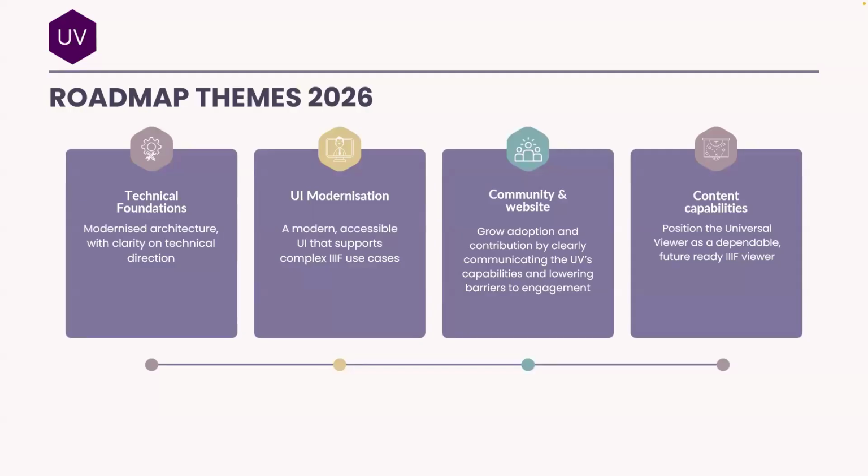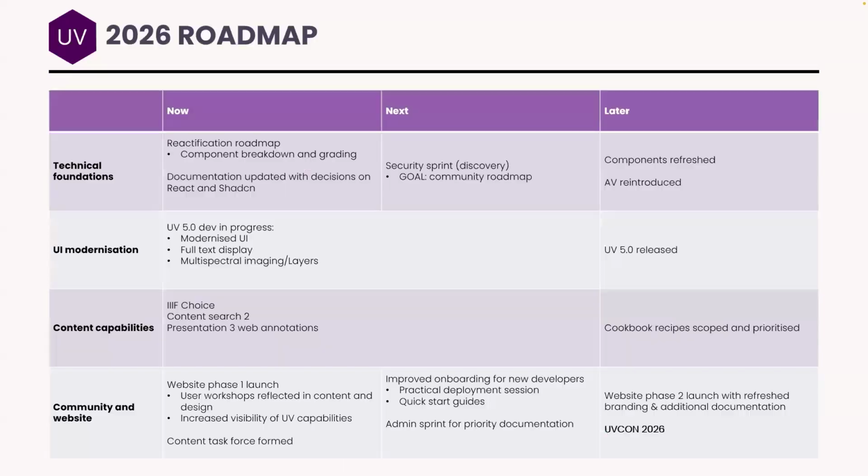So with this in mind, once the event was over, the steering group had a debrief and we started the process of putting what we learned at UVCON into a roadmap. So we've initially identified 4 main themes for the coming year, each with a high-level goal. And these focus around technical foundations, modernisation of the UI, community and website, and content capabilities, including IIIF support.